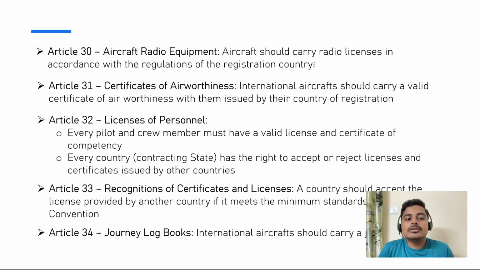Article 34 talks about the journey logbooks. So international aircraft should carry a journey logbook. This logbook should include details about the aircraft, the crew, and each flight. The format and details to be included will follow the rules set by the Chicago Convention. And this is a mandatory record keeping requirement for international operations.